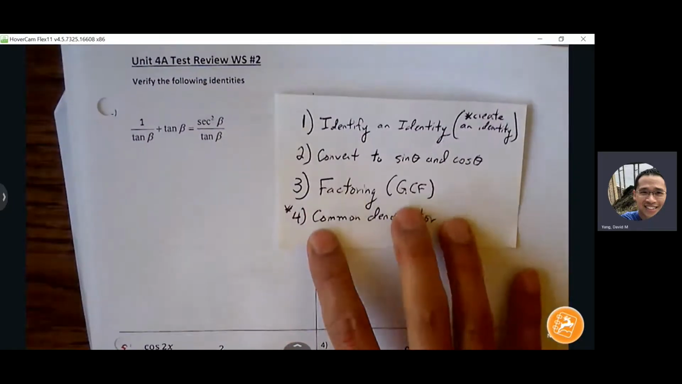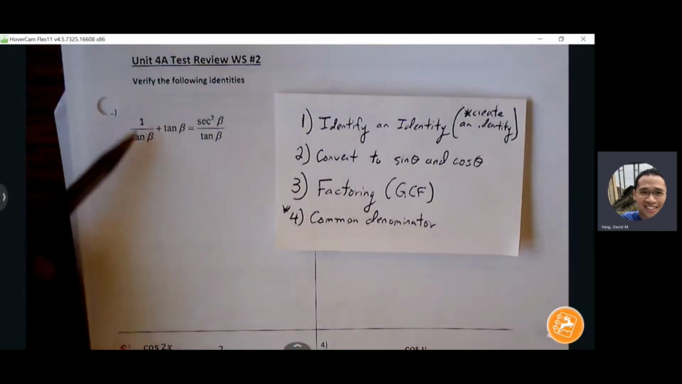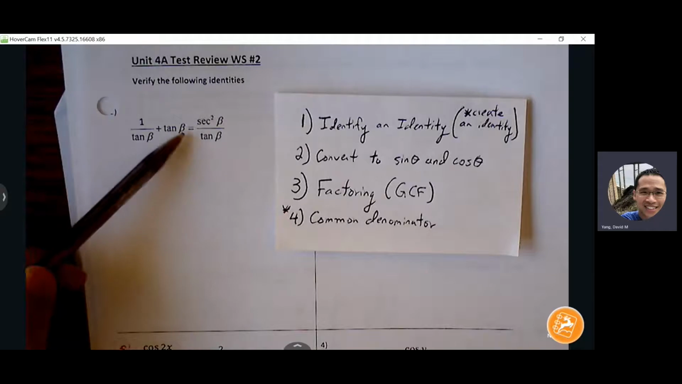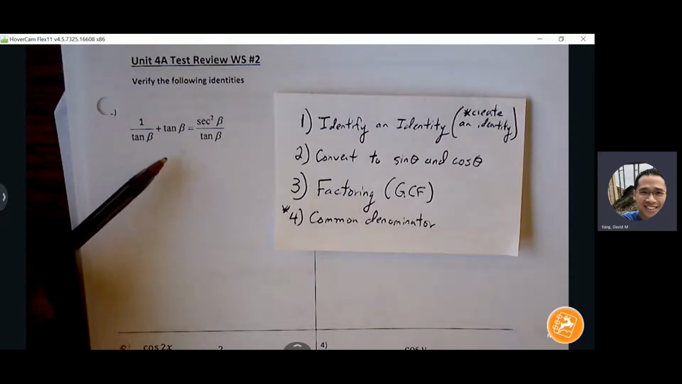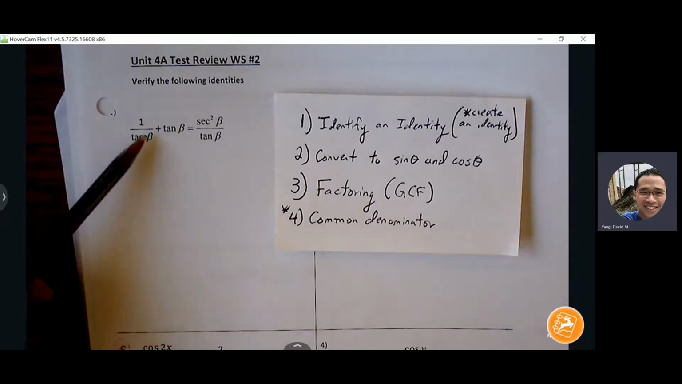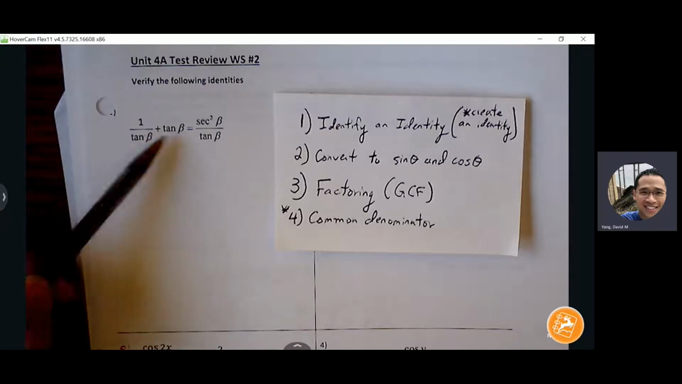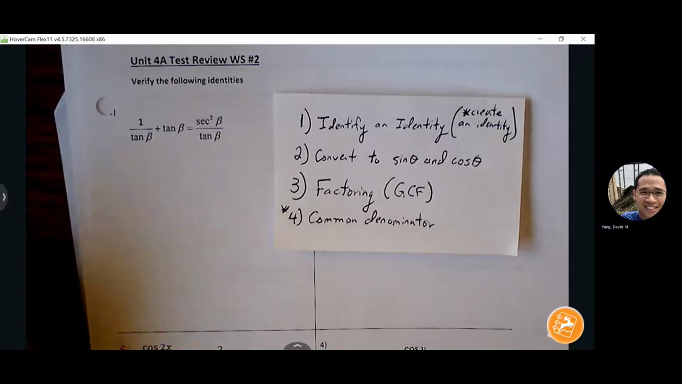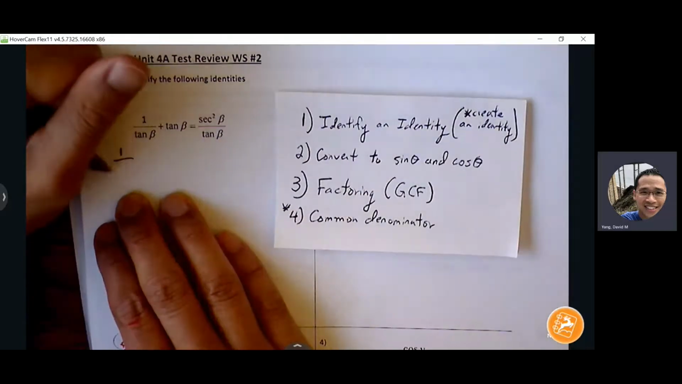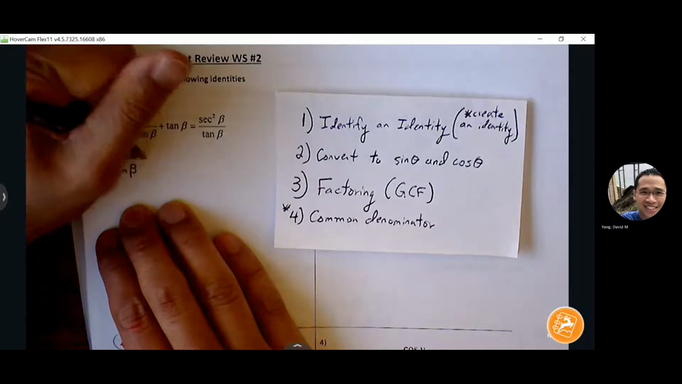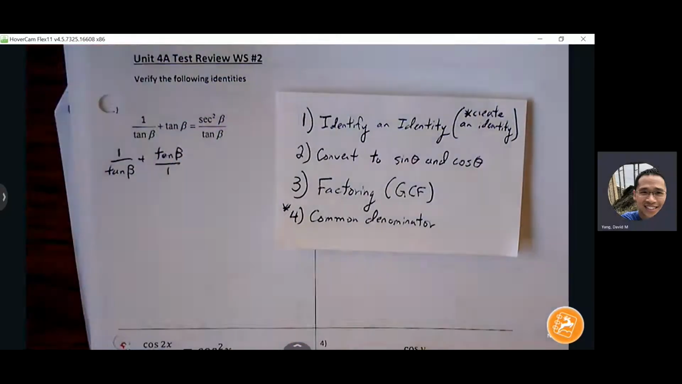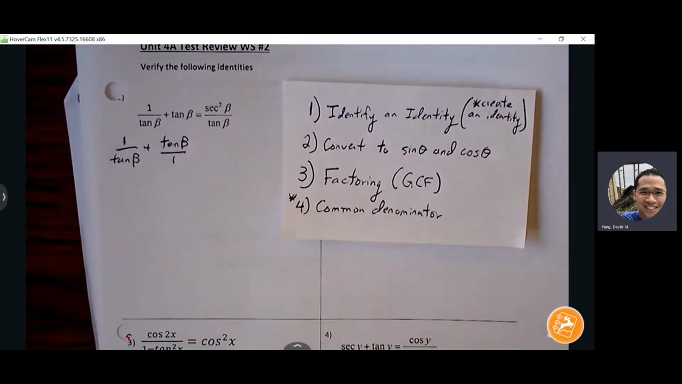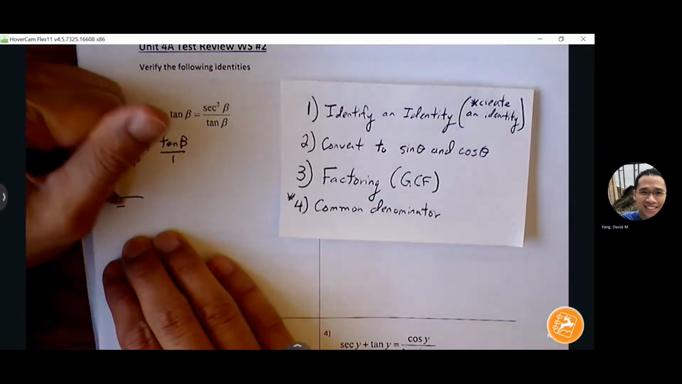Okay, so number 1. I guess we could convert to be in terms of sine and cosine, but I'm looking at the right side going, well, I'm already sitting in tangent, which I want to show up. So I'm thinking maybe a common denominator could help me get something started, especially if I'm starting with two terms and trying to merge them into one. Common denominator being tangent of b.